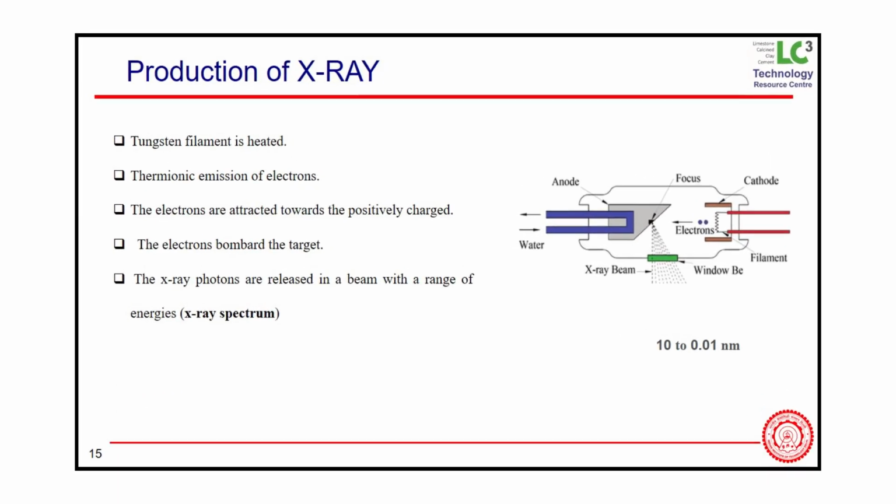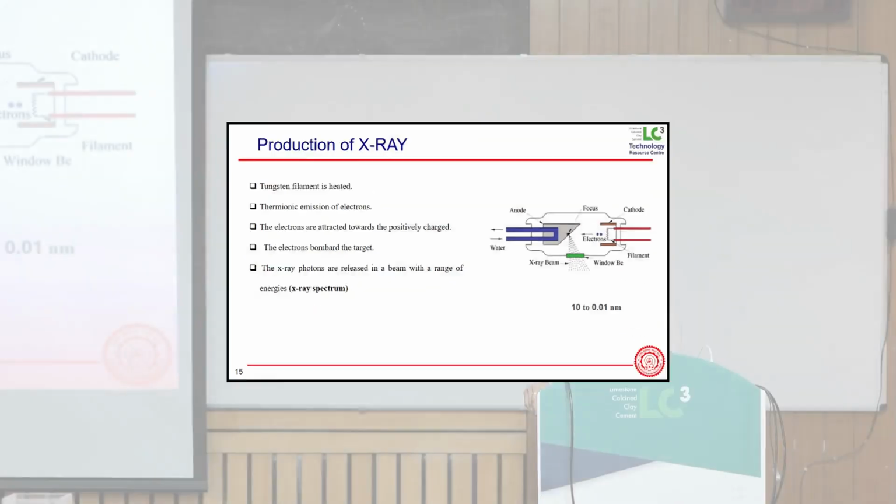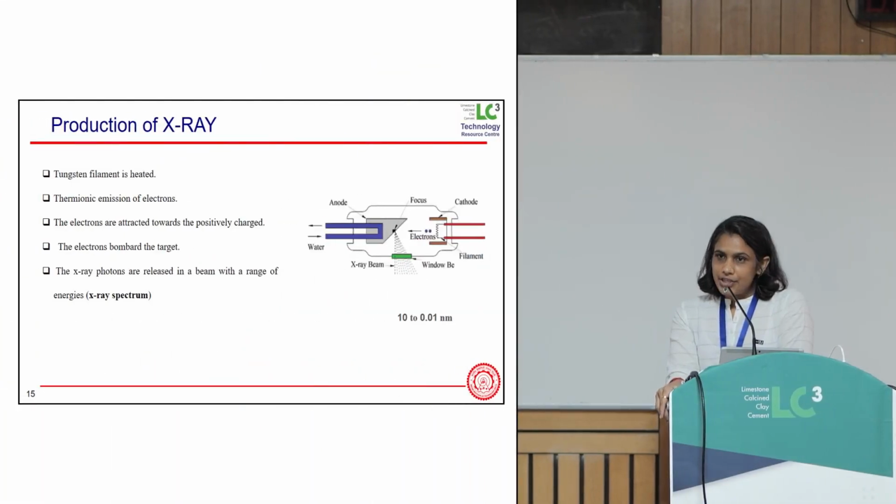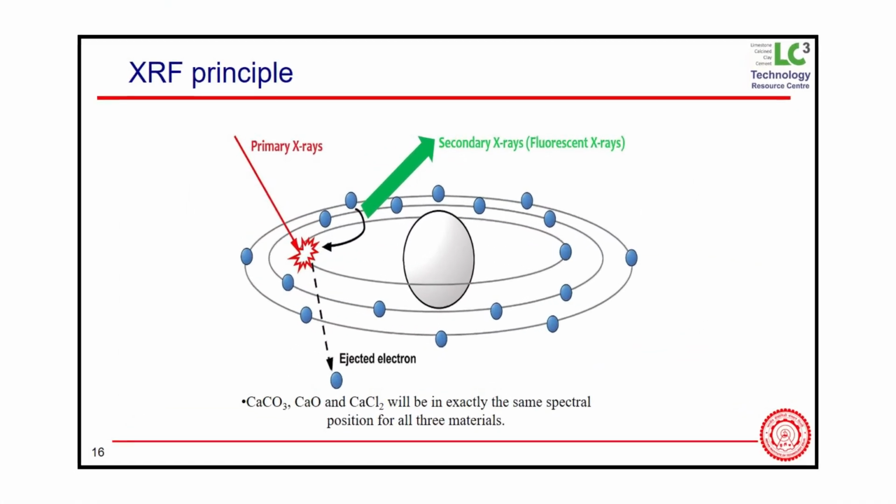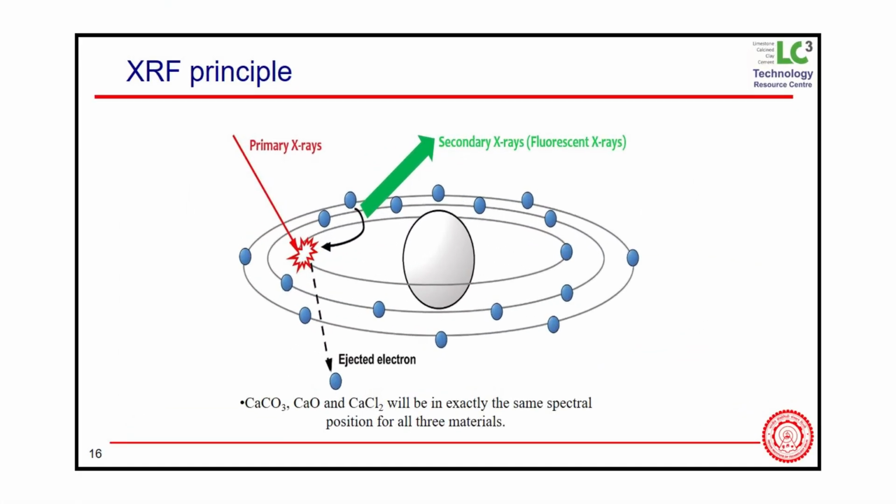The next two techniques are based on the interaction with X-rays. The X-rays are produced by the interaction of a high energy electron with a heavy metal. Their wavelength ranges between 10 to 0.1 nanometer. Now the principle. The first technique is XRF.